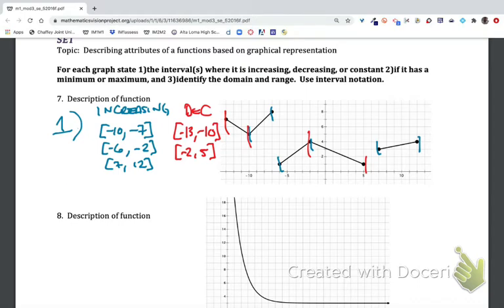For the second part, we need to identify if it has a maximum or minimum. We can say that it has both. It has a maximum of 8 and it has a minimum of 1. Okay, looking at the height. And the domain, using interval notation, would be a little bit funky.